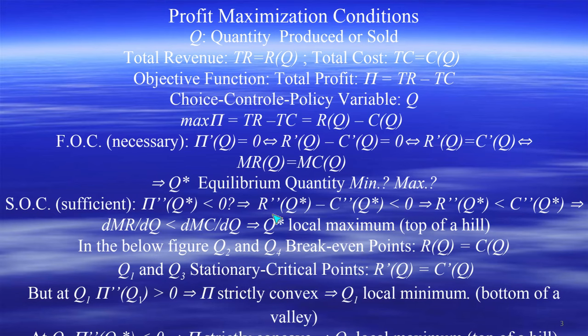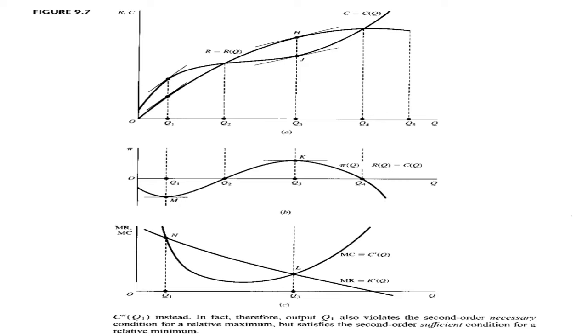Here, at the previous slide, we have the same analysis as we have seen. We have seen the two break-even points where R is equal to C, total revenue is equal to total cost, and Q1 and Q3, the stationary critical points, where the first derivative of the total revenue is equal to the first derivative of the total cost, which is marginal revenue equals marginal cost. But at Q1, the second derivative of the profit function is positive. So the profit is strictly convex, and Q1 is a local minimum, bottom of a valley, not the local maximum. At Q3, the second derivative of the profit function is negative. So the profit function in this region is strictly concave, and the point Q3 and its corresponding profit is the local and also global maximum, which is the top of a hill. This is what it says.